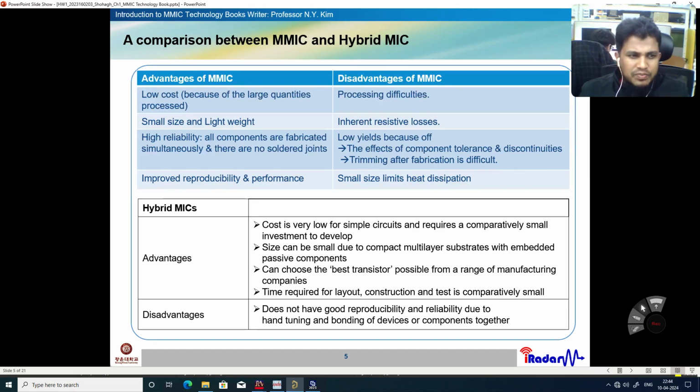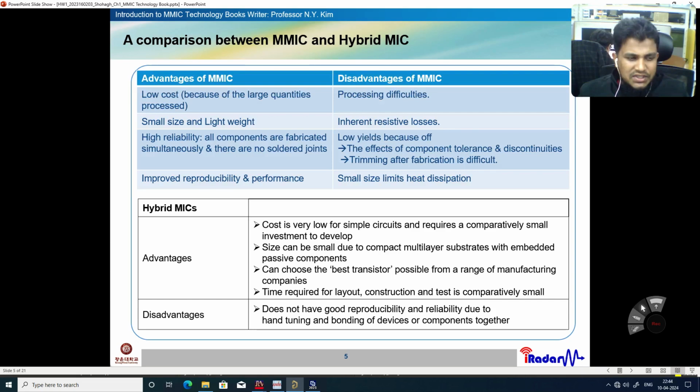Improved reproducibility and performance. And in case of disadvantages, some disadvantages are also available. So this is processing difficulties. It makes processing so much more difficult. Inherent resistive losses are there, and low yield because of the effect of component tolerance. Also, small size limits heat dissipation, so much heat is generated.